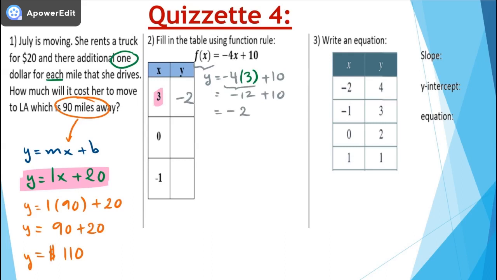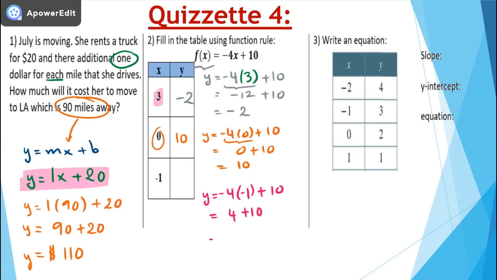So for 3, the y value is negative 2. We do the same for 0. They want you to plug in 0. y equal to negative 4 times 0 plus 10. Negative 4 times 0 is 0, plus 10. That will give you 10. So corresponding to x is 0, the y value is 10. And next one, y equal to negative 4 times negative 1 plus 10. That will give you positive 4 plus 10, which is 14. So corresponding to negative 1 is 14.